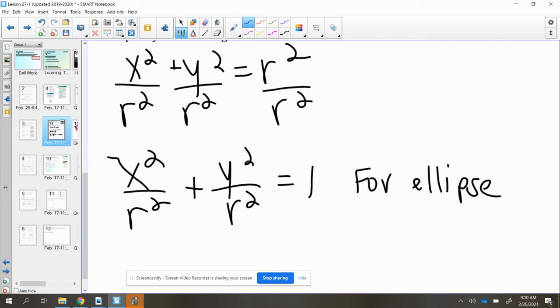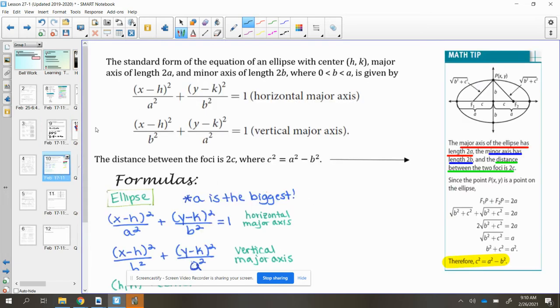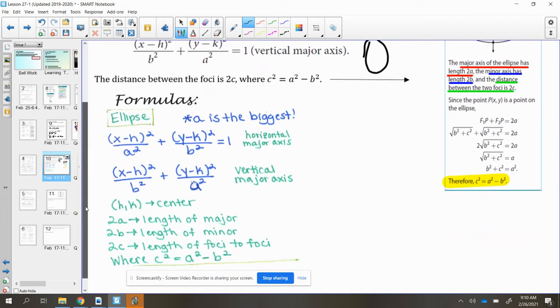Okay, now in general, however, they're not going to be the same. If your major axis is horizontal, so you're more along this way, the A value, which is always going to be the bigger value, would be under your X values. If it was a vertical major axis, notice the A value is under the Y. So the bigger number is going to be under where the major axis is located, either on X or Y. Okay, so it's really important to have these written down.